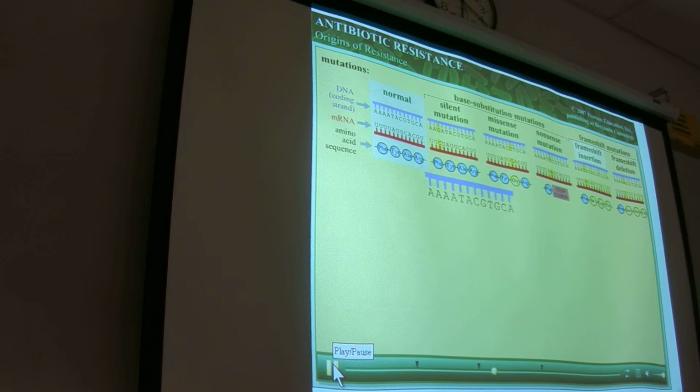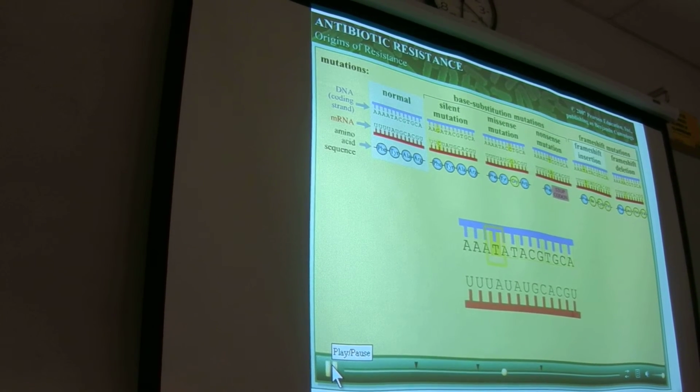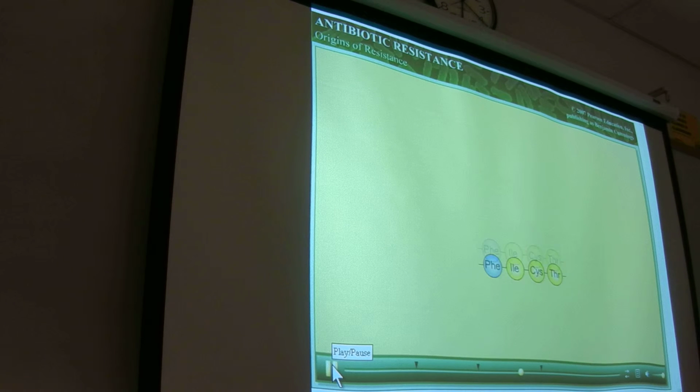One way that bacteria can acquire resistance genes is through mutation. If a mutation occurs in a sequence of DNA, this could result in a different amino acid sequence. Consequently, this different sequence could produce a new enzyme, perhaps one that can interfere with the action of an antibiotic.